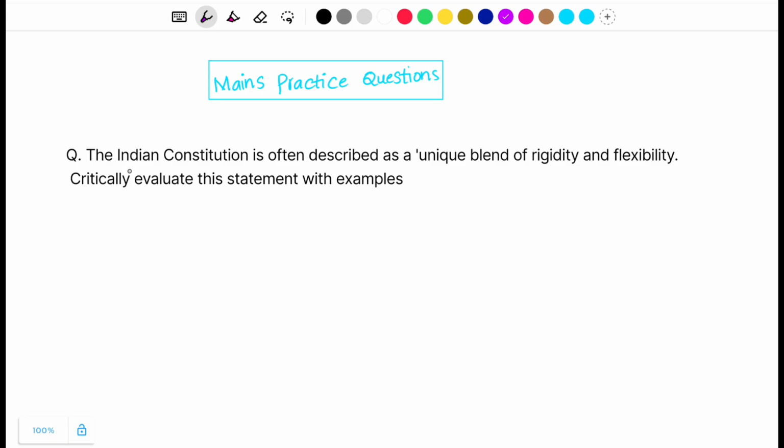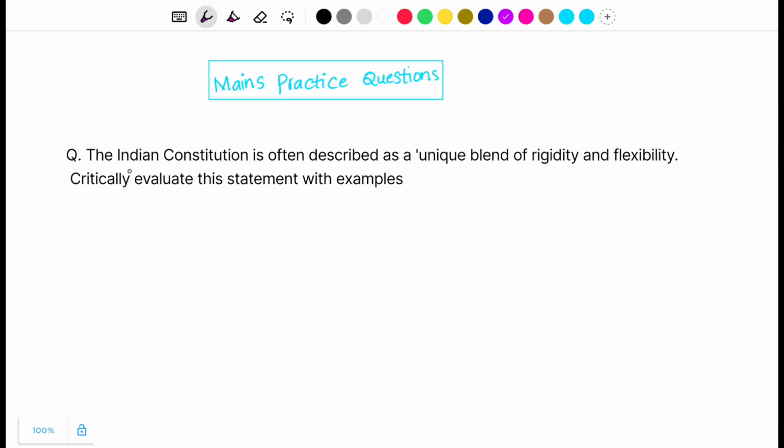We have a mains practice question. I hope you guys will do it. This is an easy question. The Indian Constitution is often described as a unique blend of rigidity and flexibility. Critically evaluate this statement with examples. Excellent question. We have discussed this in the class today.